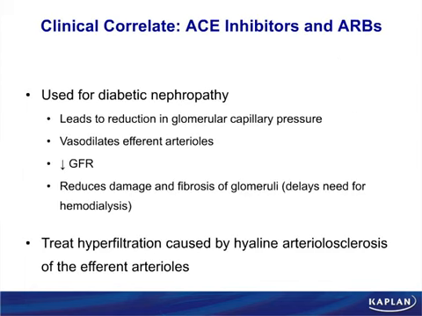Okay, let's spend a few minutes on ACE inhibitors and angiotensin II receptor blockers. These drugs are very commonly used, and let's spend a minute on them. So we use them to treat diabetic nephropathy. Why do we use them, and how are they helpful? Well, they lead to reduction in glomerular capillary hydrostatic pressures because they inhibit the effect of angiotensin II, which leads to vasodilation of the efferent arterioles, and that leads to a decrease in GFR. Now you might be saying, wait a minute, why in the world would you want to decrease GFR?